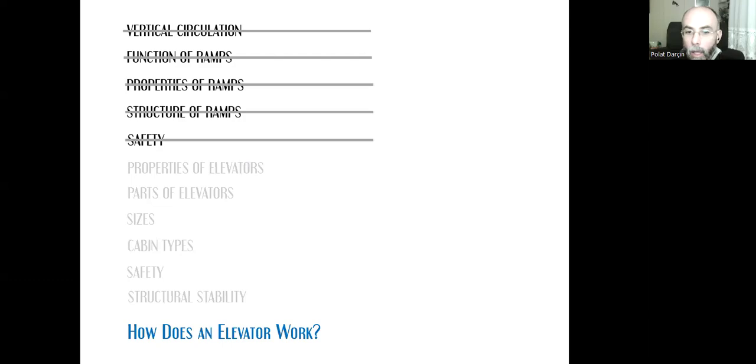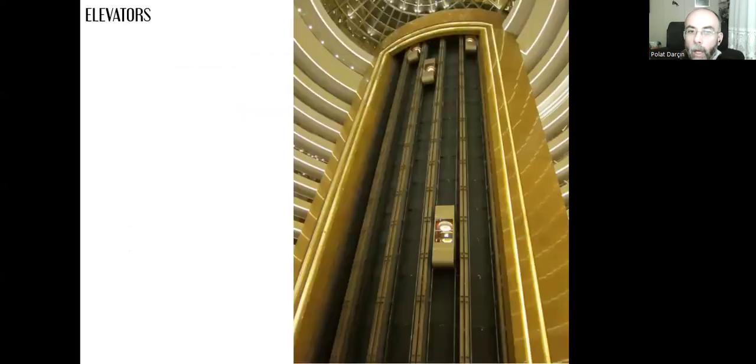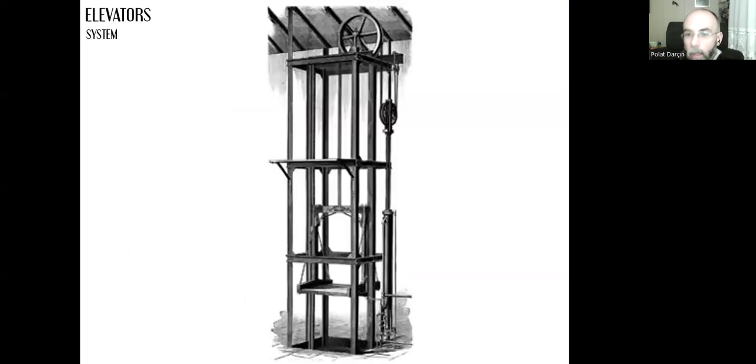Okay, let's move on to the elevators. How does an elevator work? This is the view of the cabin of the elevator. It's kind of a small room that we step in, and it carries us up and down in a vertical direction. And it is a system. It's basically very simple. We have a platform here that moves.